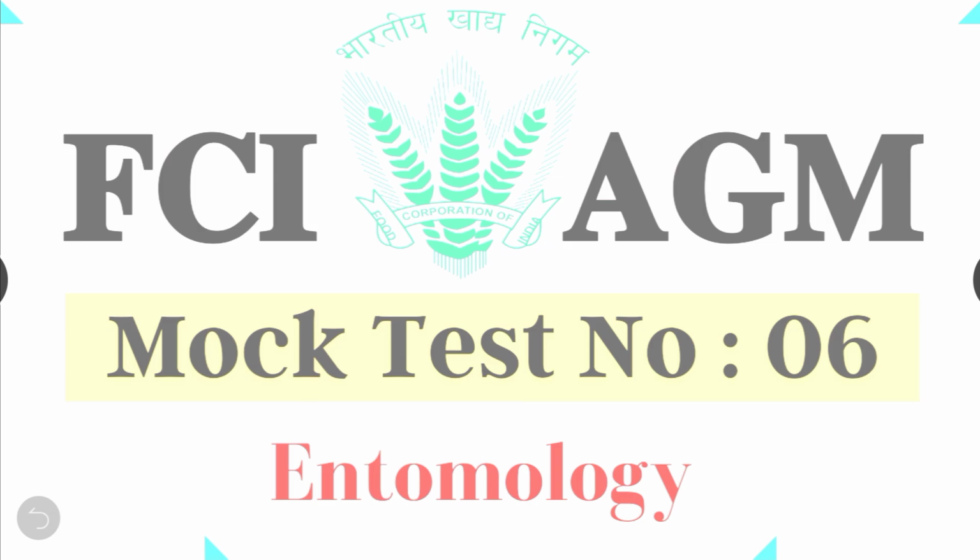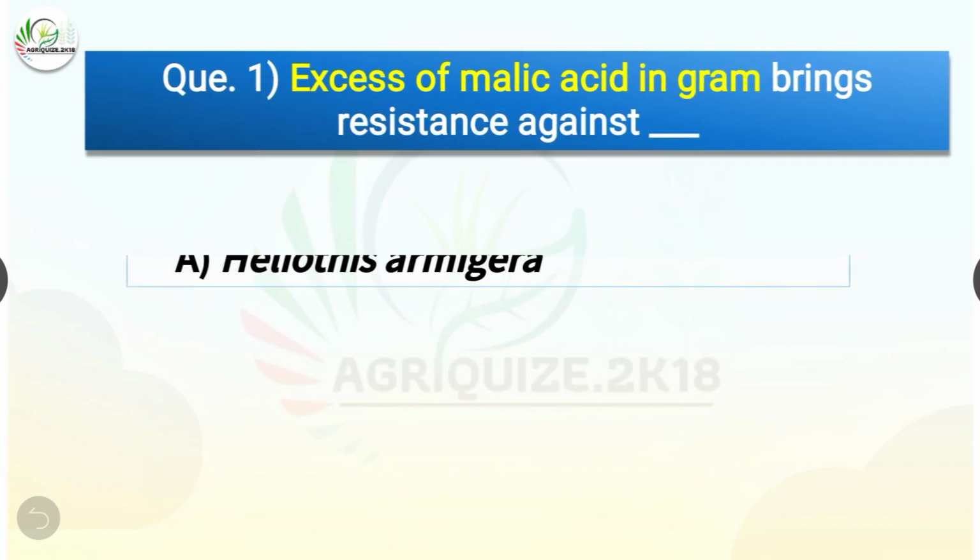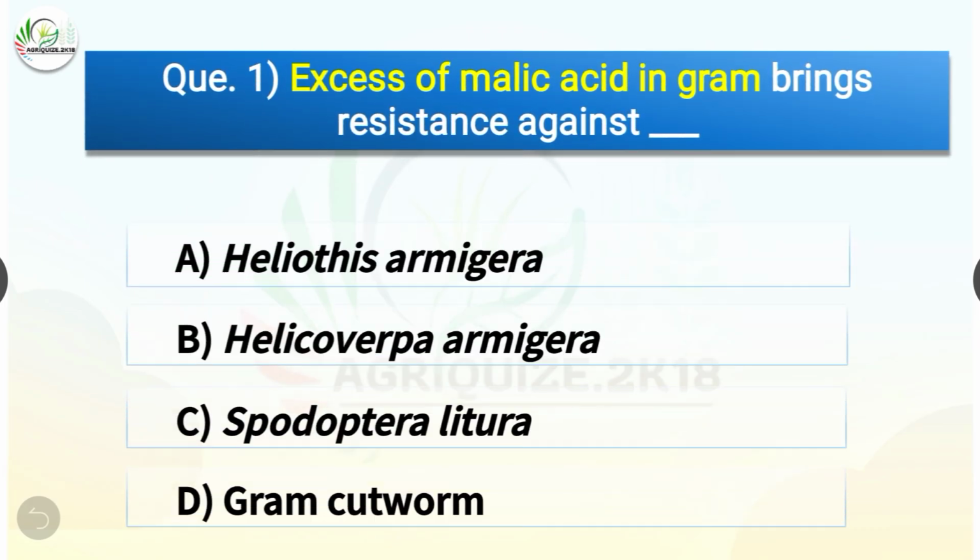Now let's start today's mock test. Question number 1. Excess of malic acid in gram brings resistance against. The options are Heliothis armigera, Helicoverpa armigera, Spodoptera litura or gram cutworm. The correct answer is option B, Helicoverpa armigera. So excess of malic acid in gram brings resistance against Helicoverpa armigera.